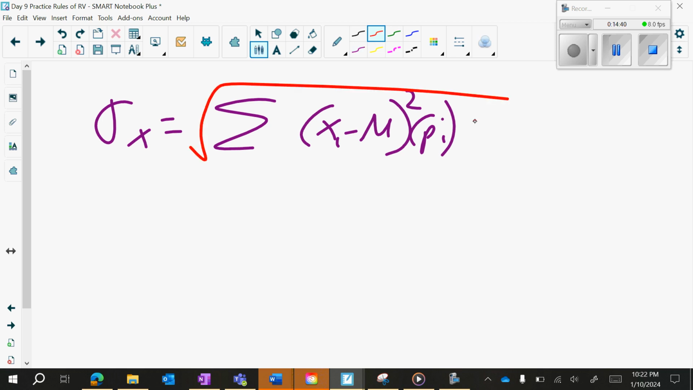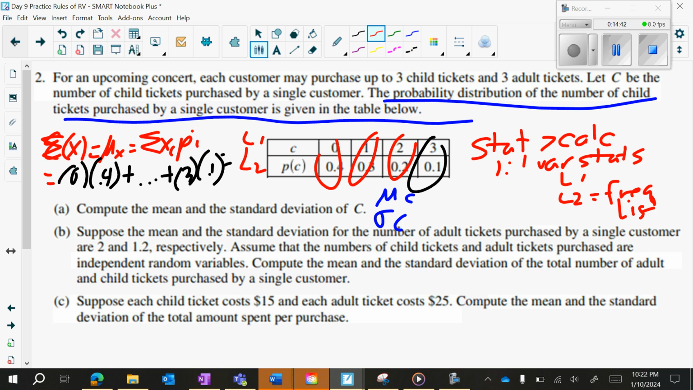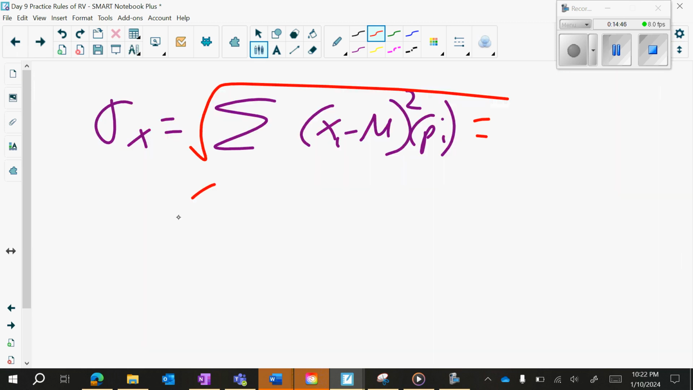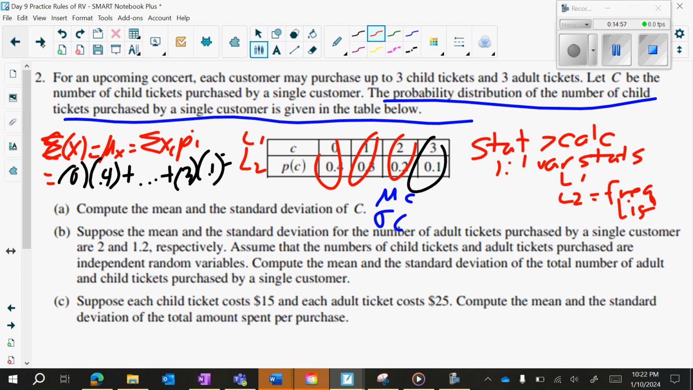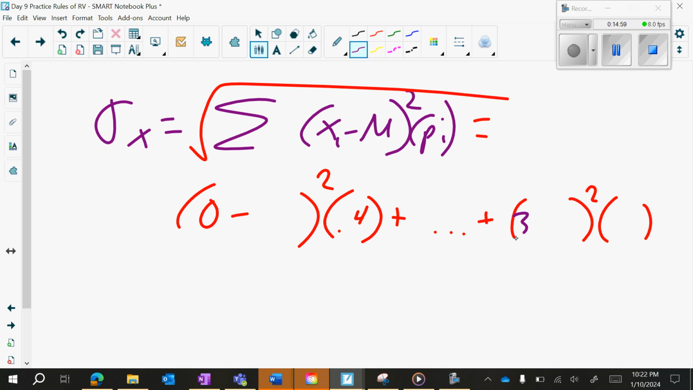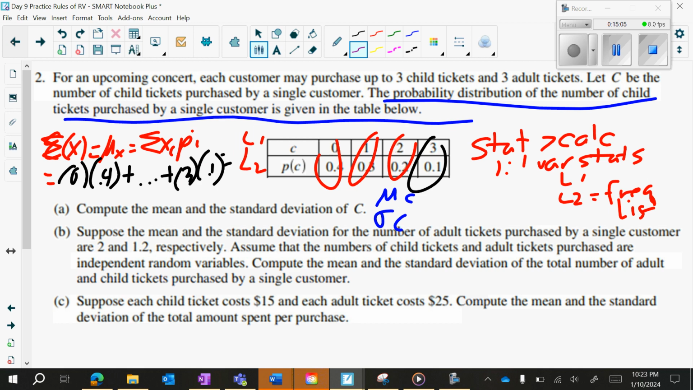So if we were to do that for this question, we would just do the first term, 0 and 0.4. So we would do 0, which is x, minus the mean that we just got, square it, times 0.4, plus dot dot dot plus the last term, which was 3 and 0.1: 3 minus the mean, square it, times 0.1. Okay, and then eventually we'll square root that. So right now, I want you to go get the mean and the standard deviation. Do it now and write down your answer.